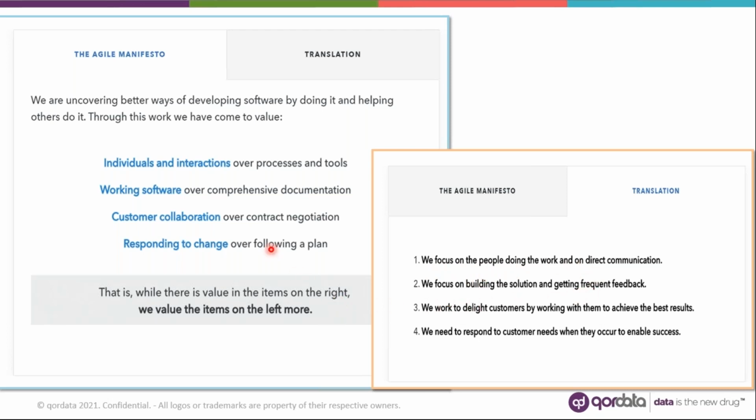The manifesto clearly states that we emphasize individuals and interaction over processes and tools, working software over comprehensive documentation, customer collaboration over contract negotiation. So we value items on the right, but we value the items on the left more. This is the main agenda of the Agile Manifesto, and it was developed back in 2001.